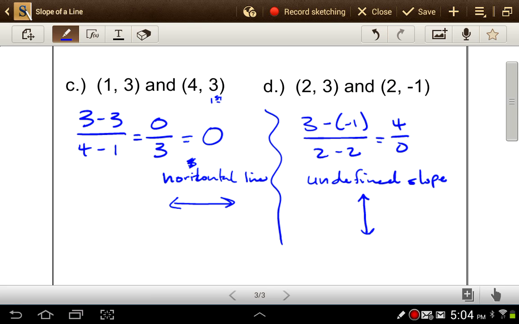So this was a horizontal line for C, and D was a vertical line. Okay, and you can see there's the math, and that's why it's undefined sloped, because you cannot divide by 0, and that's why you end up with that. Okay, so that's how you find the slope, guys. Change in y's over change in x's. Make sure that each ordered pair lines up.